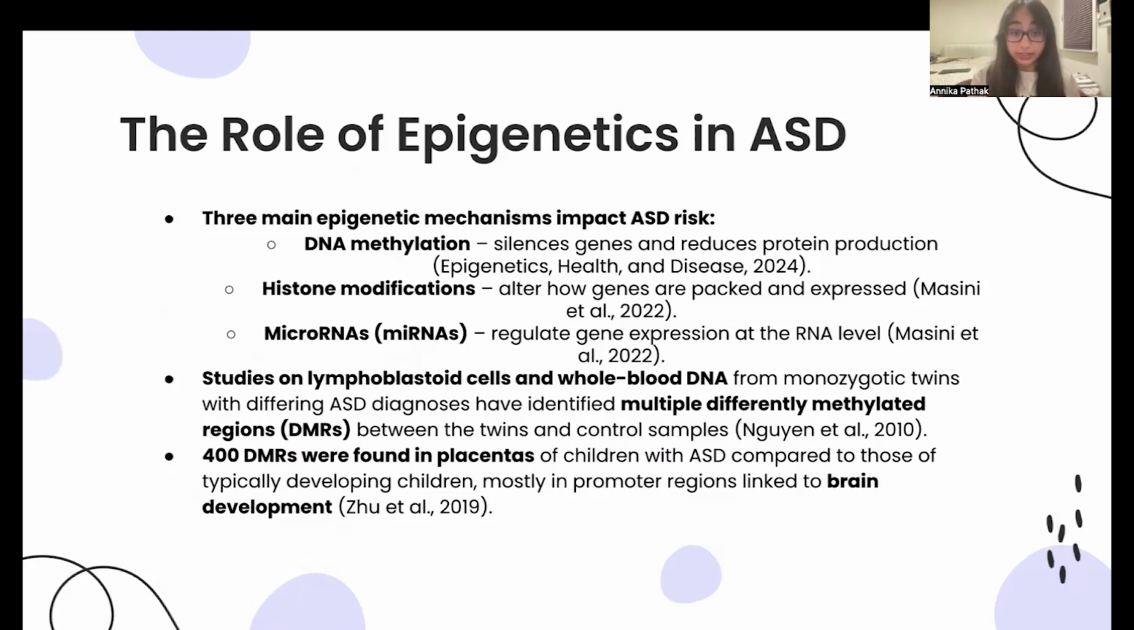Studies on lymphoblastoid cells and whole blood DNA from monozygotic twins with differing ASD diagnoses have identified multiple differently methylated regions, or DMRs, between the twins and control samples. 400 DMRs were found in placentas of children with ASD compared to those of typically developing children, mostly in promoter regions linked to brain development.